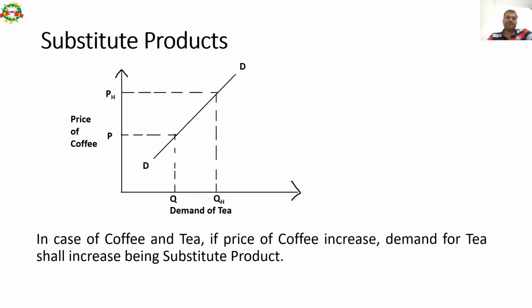Substitute products. In the case of coffee and tea, if the price of coffee increases from P to P1, then demand for tea shall also increase, being a substitute product. If the price of coffee increases, some of the customers who normally drink coffee will shift their consumption from coffee to tea, which will lead to an increase in demand for tea. That is why tea and coffee are called substitute products.